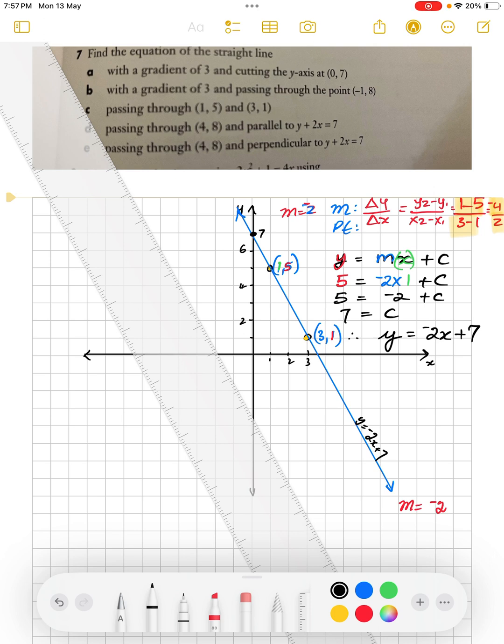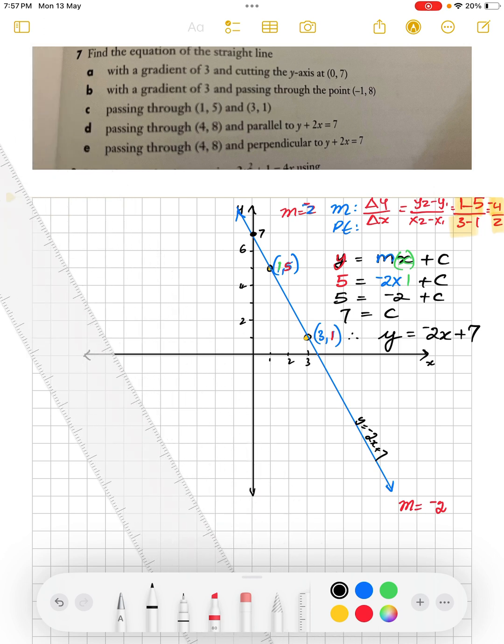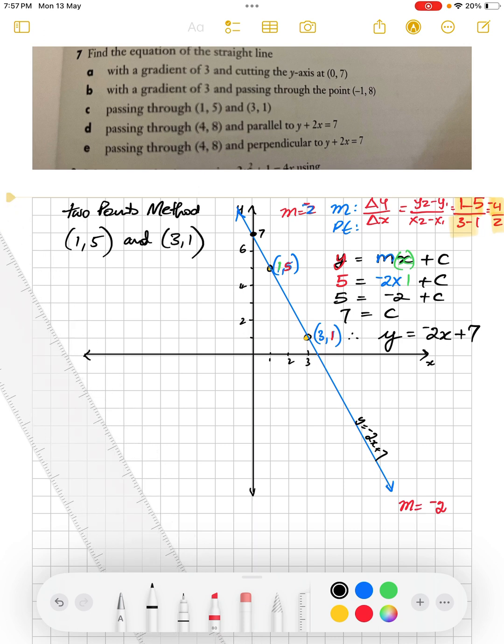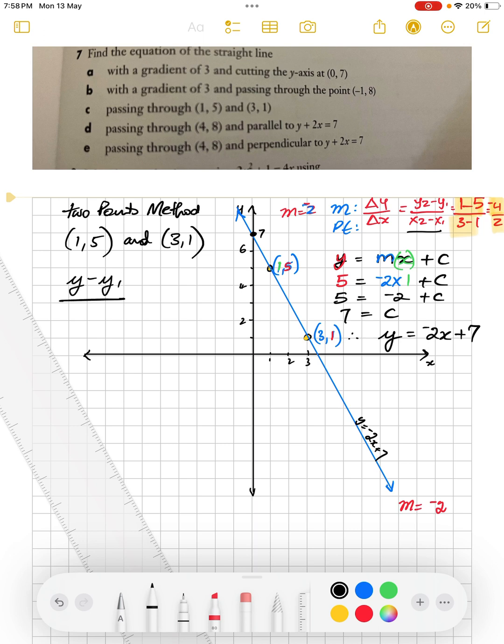Good. Let's look at part D. It passes through... Actually, you know, I won't look at part D. I'll just do part C because there is another way we could have done this, and this is called the 2 points method. You might know this. If we know 2 points, which we do, our 2 points are 1, 5 and 3, 1. There's an equation which says it's like this part of the equation, y minus any point, x minus any point, is equal to the gradient, and that's y2 minus y1 over x2 minus x1. So let's substitute and see what we've got.